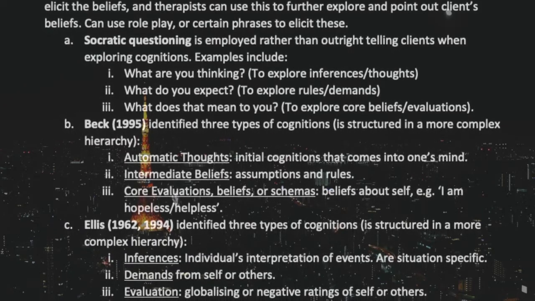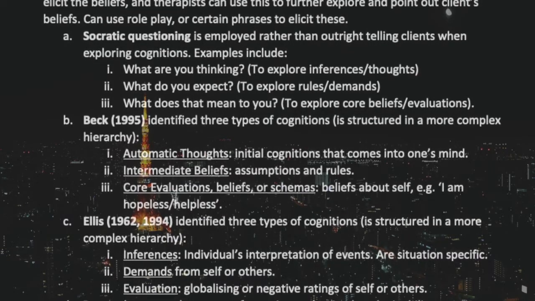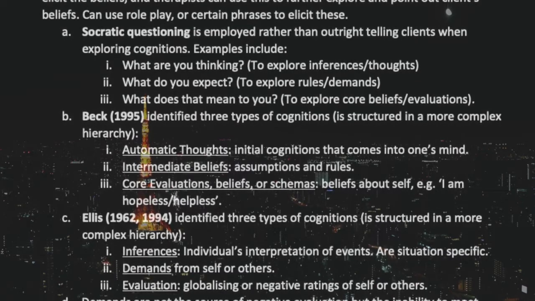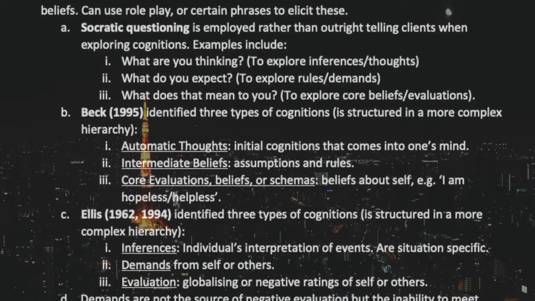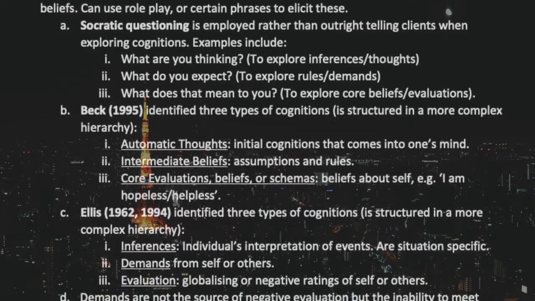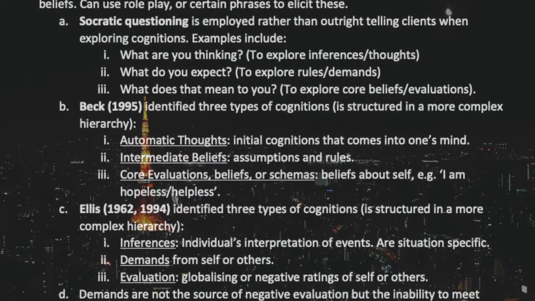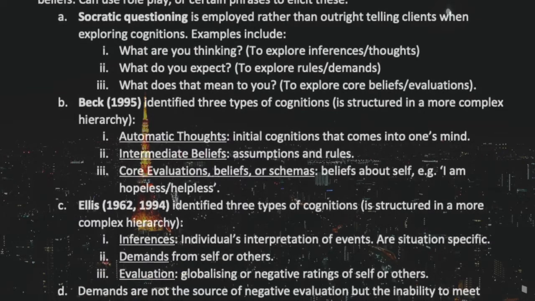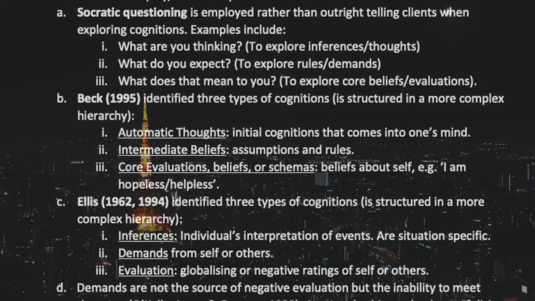Back in 1995, [the author] identified 3 types of cognitions, and that these were structured in a more complex hierarchy. The first level, you could say, is automatic thoughts. These include initial cognitions that come into one's mind. Second are the intermediate beliefs, which are assumptions and rules that individuals use to perceive the world. The third kind of cognition are the core evaluations, beliefs, or schemas.